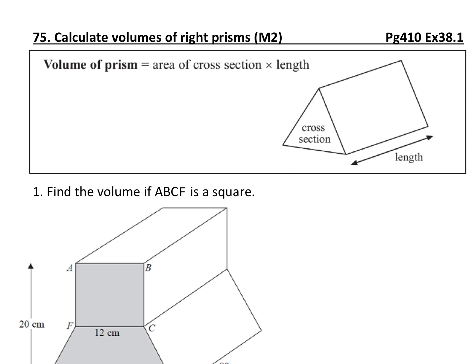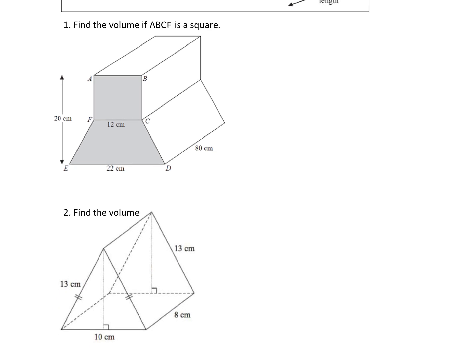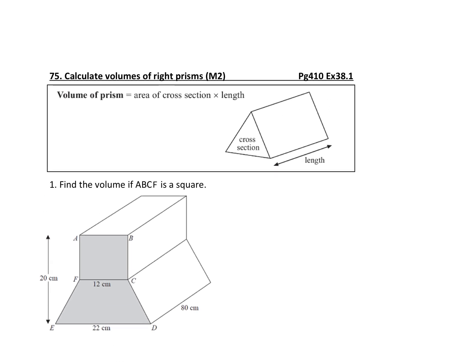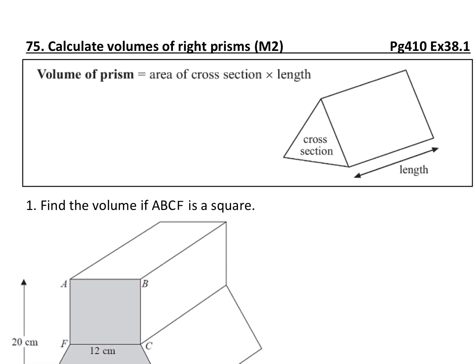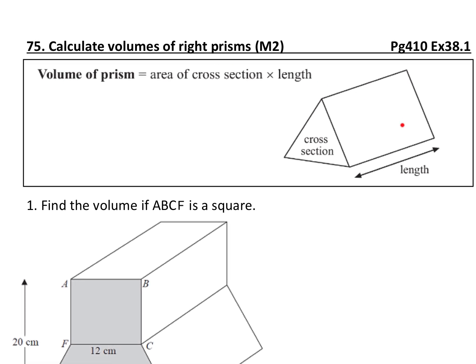In this video, we're going to calculate volumes of right prisms. If you're revising, pause the video and have a go at examples 1 and 2. The formula for the volume of a prism shown here is given in the first page of your examination. And to find the volume of a prism, you get the area of the cross-section multiplied by the length.